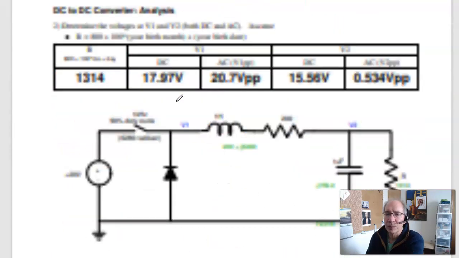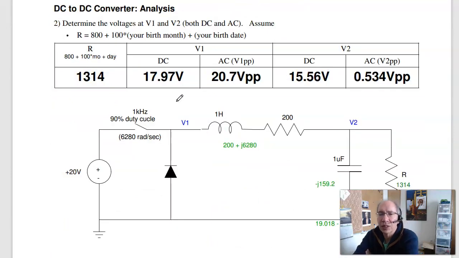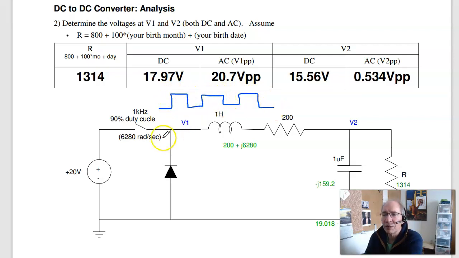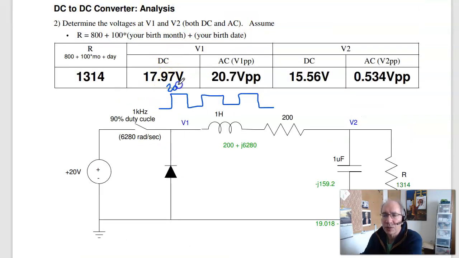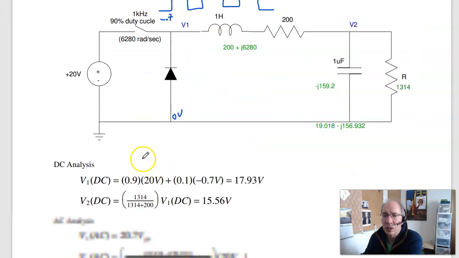On to problem number 2. This is a buck converter. If I have a 20 volt input and 90% duty cycle, find the voltages at V1 and V2. Now V1 is going to look like this. It's chattering on and off. The average voltage is the average of 20 volts when it's turned on, and when it's turned off, this is 0 volts, is actually minus 0.7. So it's 20 volts 90% of the time, minus 0.7 volts 10% of the time. DC voltage at V1 is 17.93 volts.